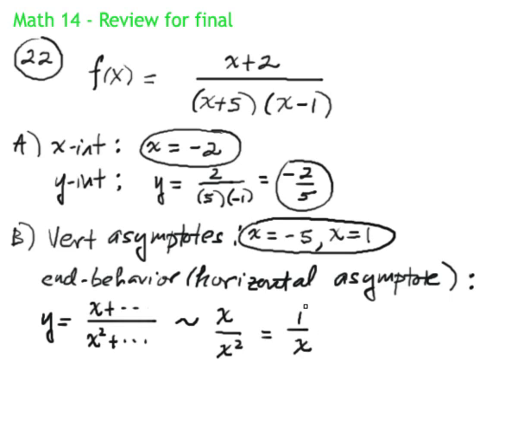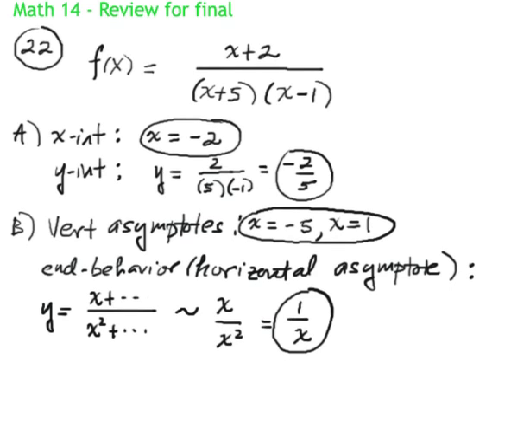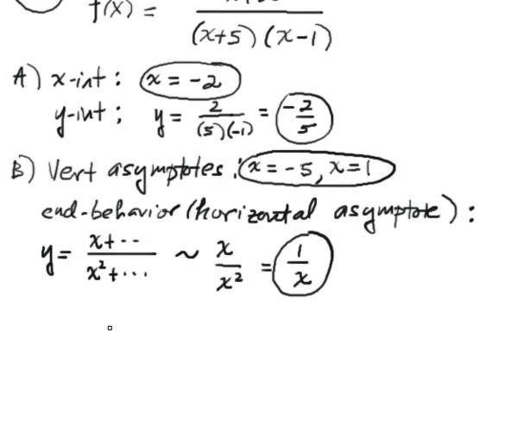That's reduced. So for large x values, f of x is going to behave like 1 over x. So that's what we look at, 1 over x, when determining the end behavior. So let's do that now. As x goes to infinity, y behaves like 1 over x, which will go to 1 over infinity, or 0. Y goes to 0.